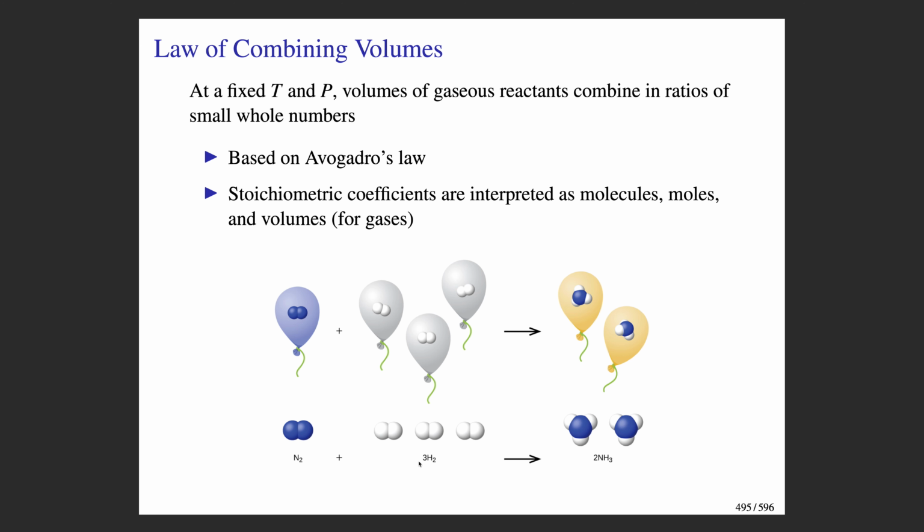1 mole of nitrogen plus 3 moles of hydrogen gives you 2 moles of ammonia. You could also look at this in terms of molecules. For every molecule of N2 that reacts, 3 molecules of H2 will react, and you'll get 2 molecules of ammonia. You can now do the same thing, but in terms of volumes. So 1 volume equivalent of nitrogen is going to consume 3 volumes of hydrogen, and you're going to get 2 volumes of ammonia out of that. So for gaseous reactions the stoichiometric coefficients can also be interpreted at the volume level.